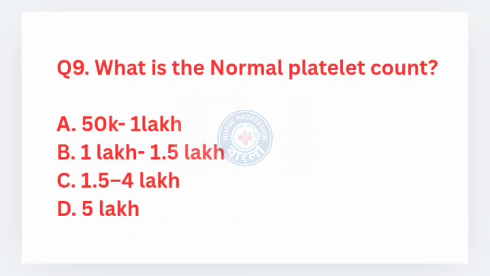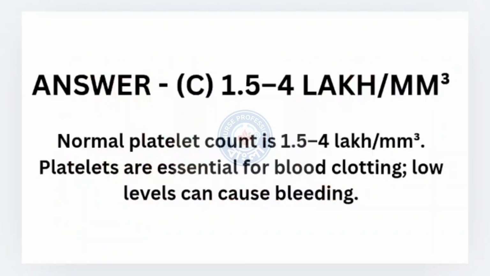9. What is the normal platelet count? 50 to 1 lakh, 1 lakh to 1.5 lakh, 1.5 to 4 lakh, 5 lakh. Answer, 1.5 to 4 lakh. Normal platelet count is 1.5 to 4 lakh. Platelets are essential for blood clotting. Low levels can cause bleeding.